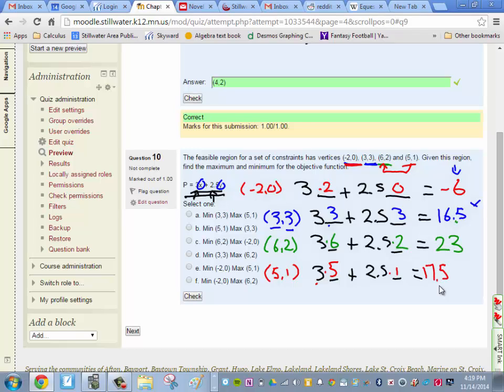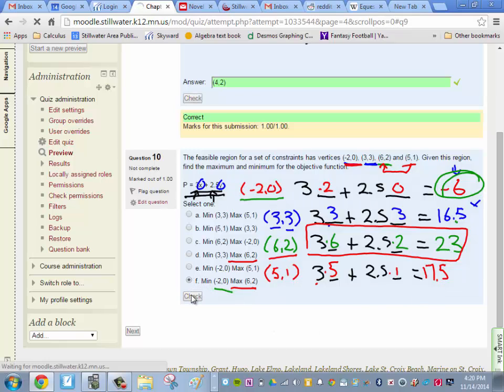So now, looking at each of these points, which one gives us the highest value? This point right here gave us the highest value. So we got the 6, 2 as my max. So now we just have to figure out which one gives us our min. And it looks like here's our min right here, our lowest value. So negative 6 gives us our min, so it must be this one, F. That's how you go about doing this. Check that out.